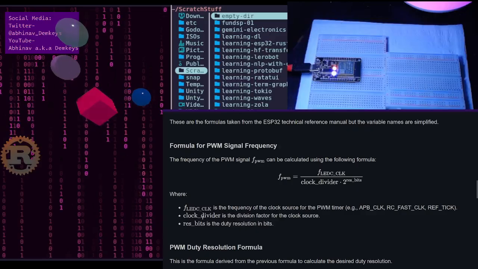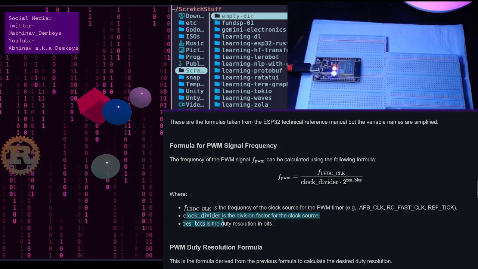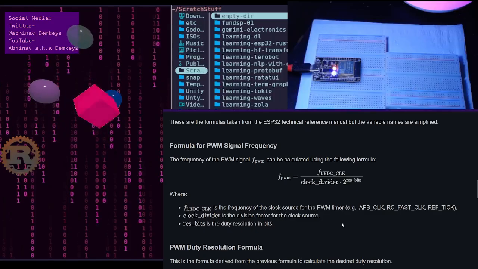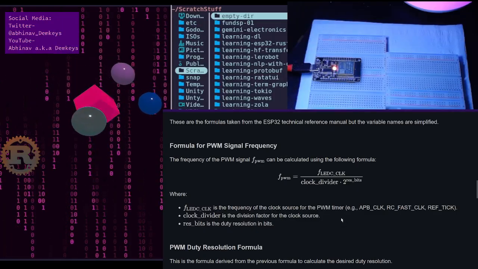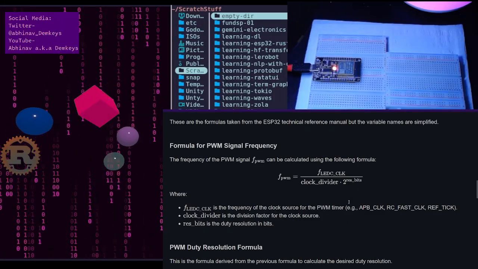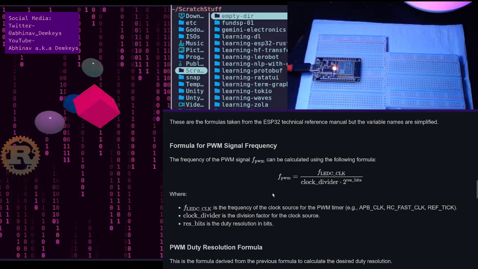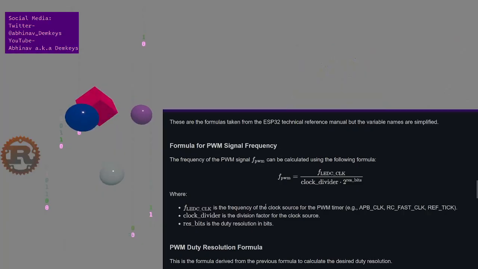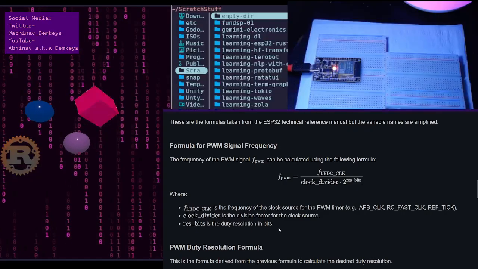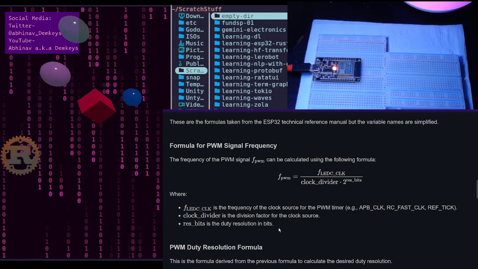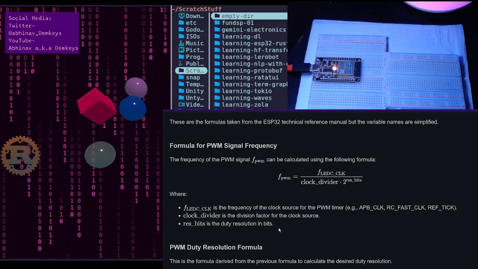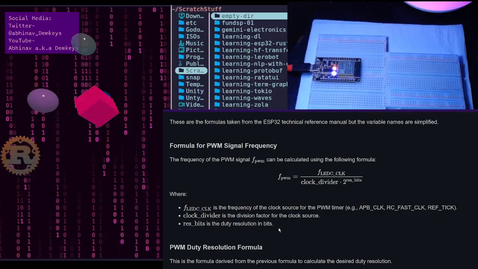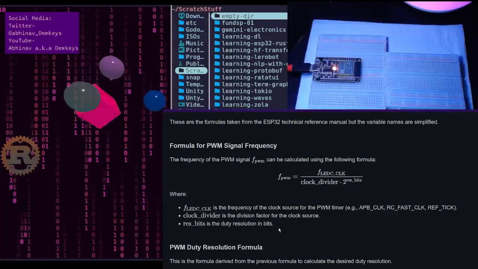I should find out how I can find the clock divider, because it says here it's the division factor for the clock source. Is this what we are specifying, or is this what's already written down somewhere? Because I don't think we have a division factor by default. I don't know if we are meant to be reading this from some sort of register, or are we setting it?